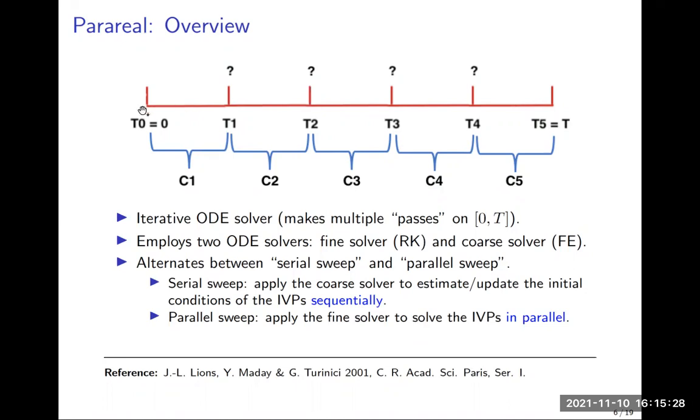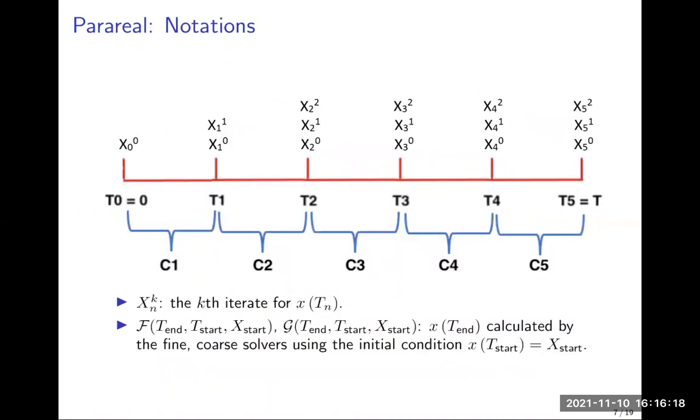So whenever you need to do serial computation, you use the coarse solver, and whenever you need to do parallel computing, you use the fine solver. Right. And the serial sweep is going to tell you what these question marks are. That is, it's going to estimate the initial conditions for the initial value problems, so that you can solve the initial value problems in parallel. By the way, please feel free to stop me if anything is not clear. So now I will give you more details.